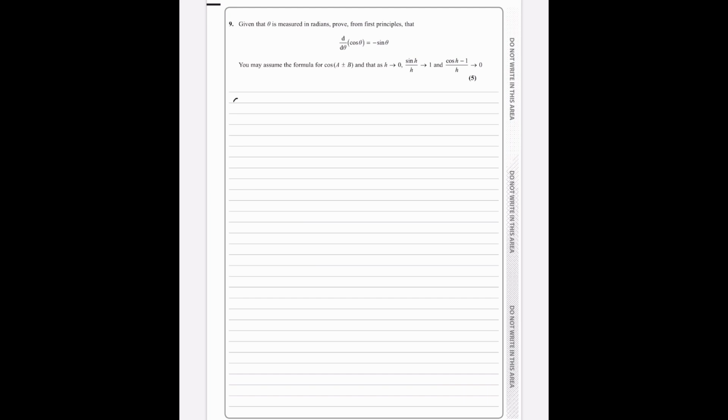Question number 9, we're proving the differential of cos theta to be minus sine theta. It allows us to use the limit of h tending to 0, sine h over h is 1, and cos h minus 1 over h is 0. So the differentiation from first principles, replacing theta with theta plus a little bit, which we'll call h, then all over theta plus h minus theta. That's the standard setup for all differentiation from first principles.